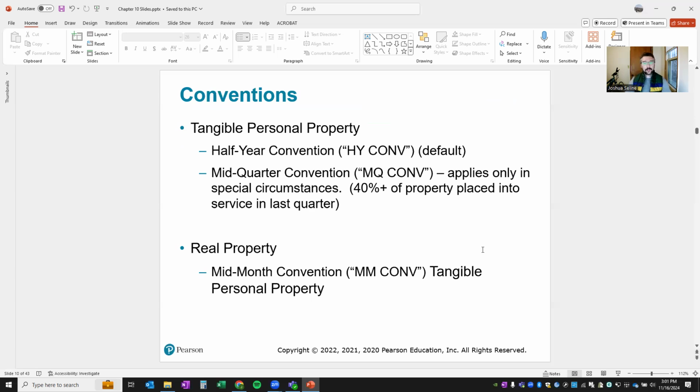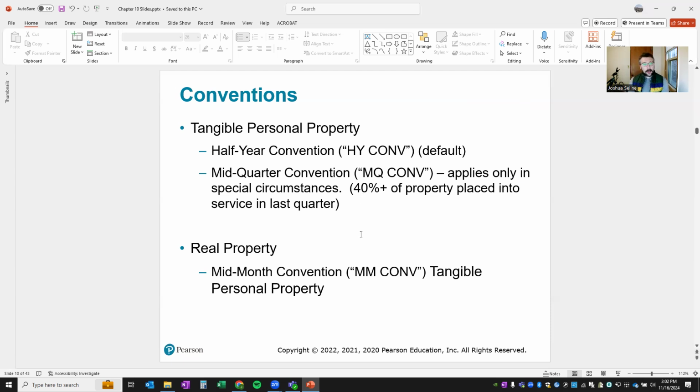Mid-quarter convention applies only to special circumstances: when 40% of property is placed in service in the last quarter. So let's say that I had $100,000 of depreciable equipment that I purchased in quarters 1, 2, and 3. And I'm looking at quarter 4, and I'm thinking, man, I've got a huge amount of cash and a huge amount of net income, and I want to lower that. So I'm going to spend $100,000 on equipment and take that half-year convention. This is going to say you can't do that because that's greater than 40% of everything that you would put in.